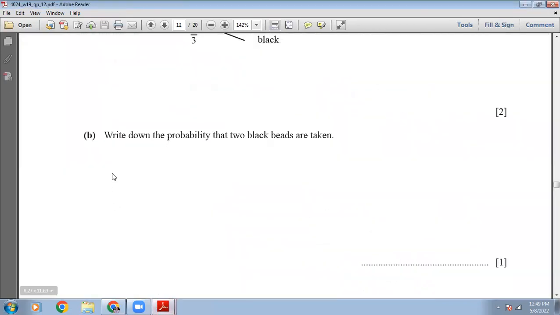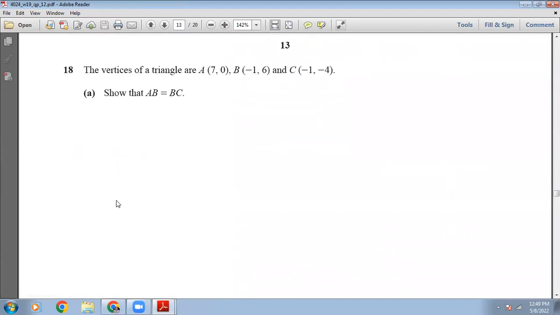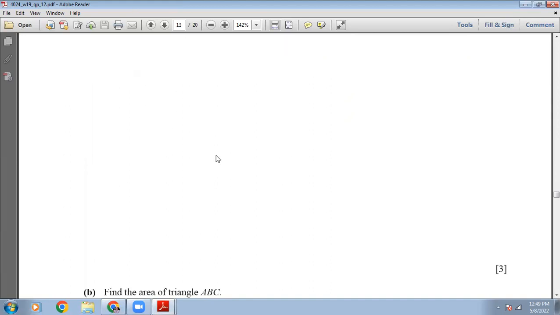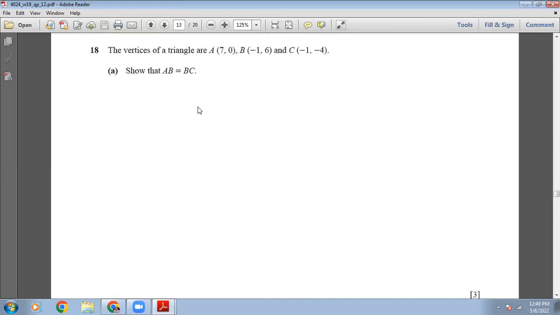Okay, so we are going to the next part, and the next part is question number 18. He says the vertices of a triangle are A is 7, 0, B is -1, 6, and C is -1, -4. Show that AB is equal to BC. We have to show that the length of AB is equal to the length of BC. So we will apply the distance formula. This is coming from the coordinate geometry chapter, chapter number 6.